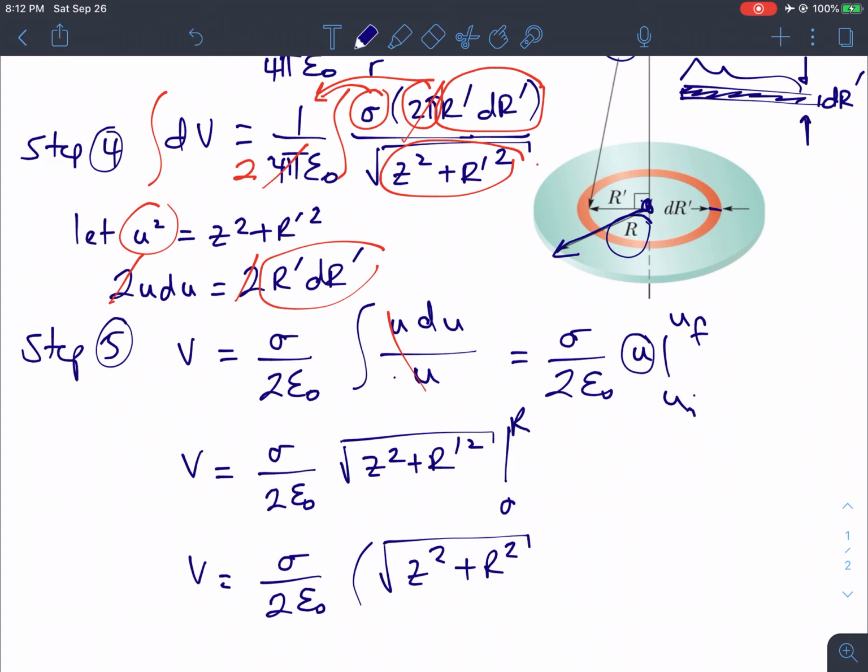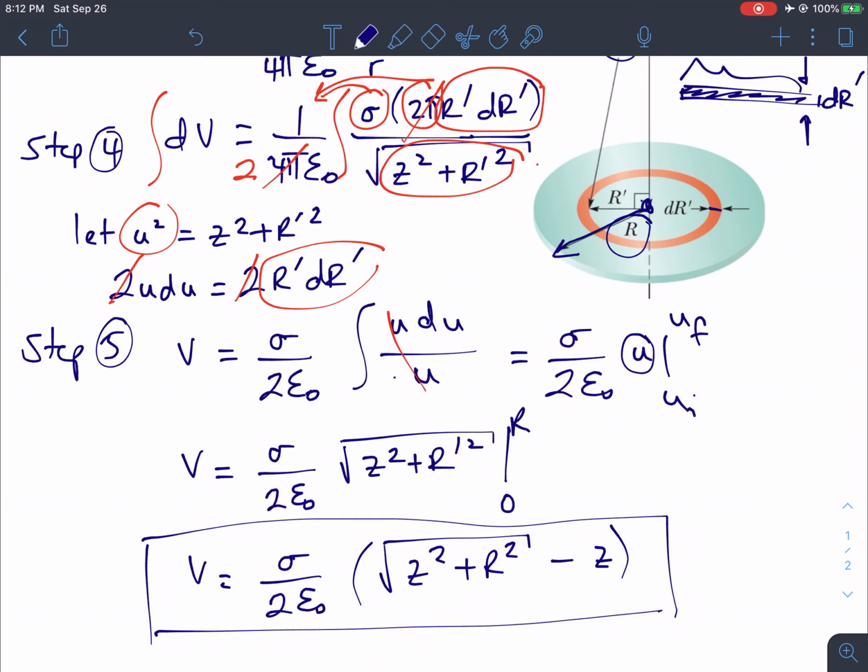Minus, when you put 0 for r prime squared, that term goes away, and then you get root of z squared, which comes out as z. And that is the answer, and that's the potential due to a disk at a distance z.